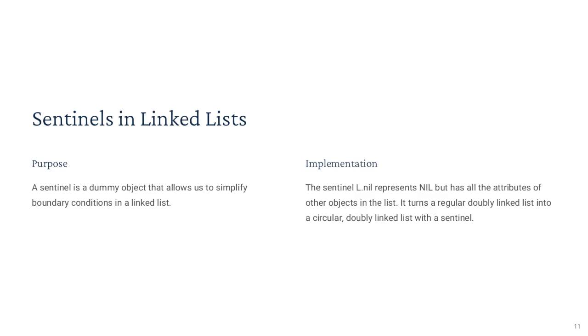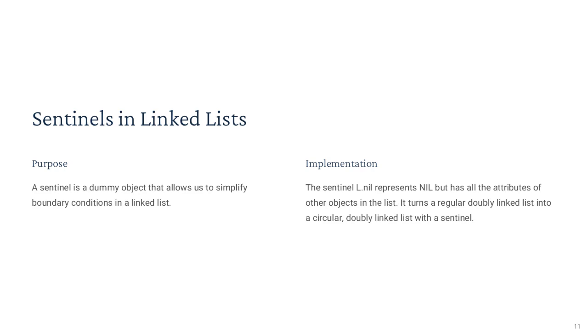Sentinels are special dummy objects used in linked lists to simplify boundary conditions. In a doubly linked list, the sentinel replaces nil and connects the head and tail of the list. This structure eliminates the need for explicit checks for empty lists or edge cases at the head and tail during operations. The sentinel node contains all the attributes of a regular node but is never part of the actual data.